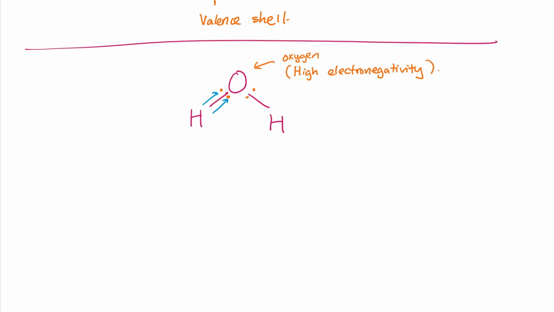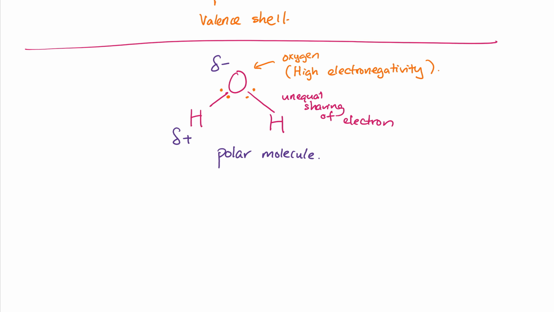So now there is an unequal sharing of electrons at the covalent bond. At this covalent bond, you can see that the shared electron is not at the center; it's very close to oxygen. So there's an unequal sharing of electrons. That makes oxygen negative. So now oxygen is negative and hydrogen is positive. So water is a polar molecule.